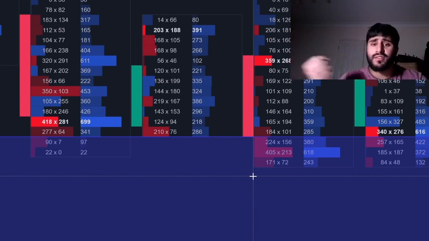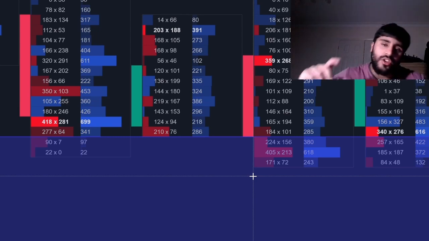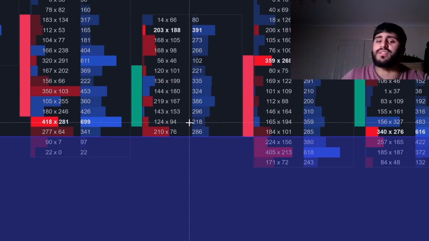Everyone sees a green candle and thinks, let's buy. Well, the truth is, no, you don't really want to be buying at a green candle randomly. You want to understand what's happening inside of the green candle, right? So this is 210 for 76. This means that there's a lot more aggressive sellers than buyers.